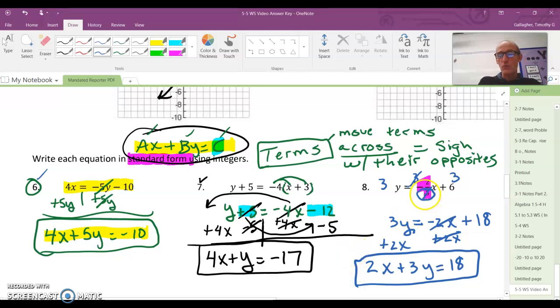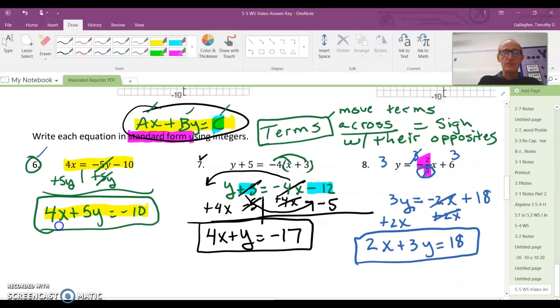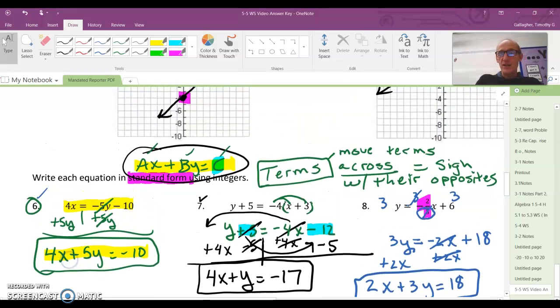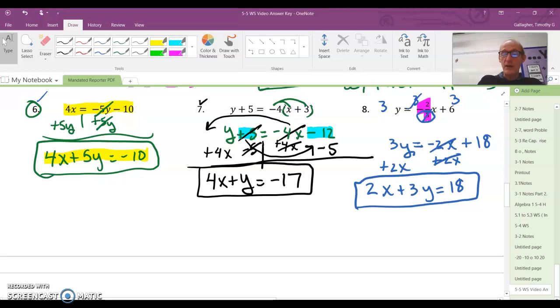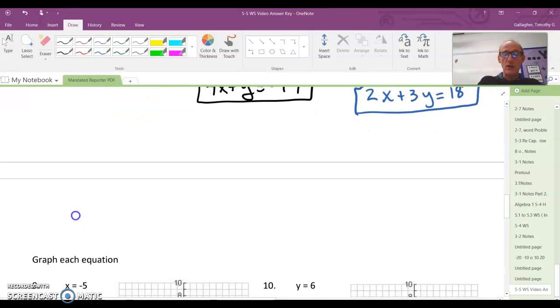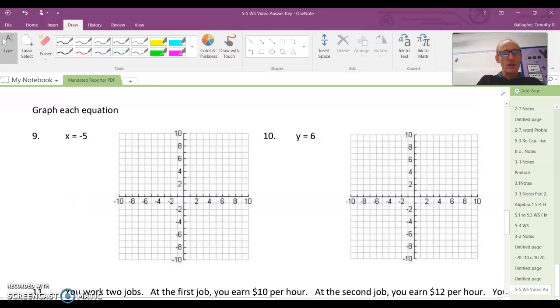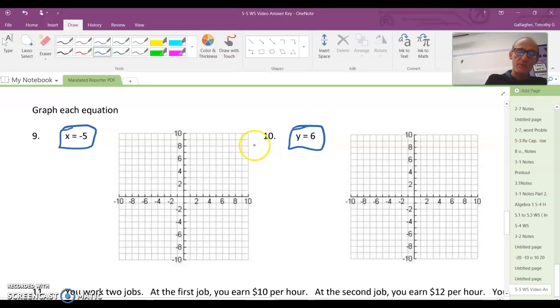When you get a fraction, you multiply all the terms by the denominator. All right, like I said, you stop the video and pay attention and do the best you can to follow along, okay? Now, in problem number 9 and 10, you have only the x equals and only the y equals, okay? So if it's just the x equals something, or it's just the y equals something, then the line is either going to be vertical or horizontal.